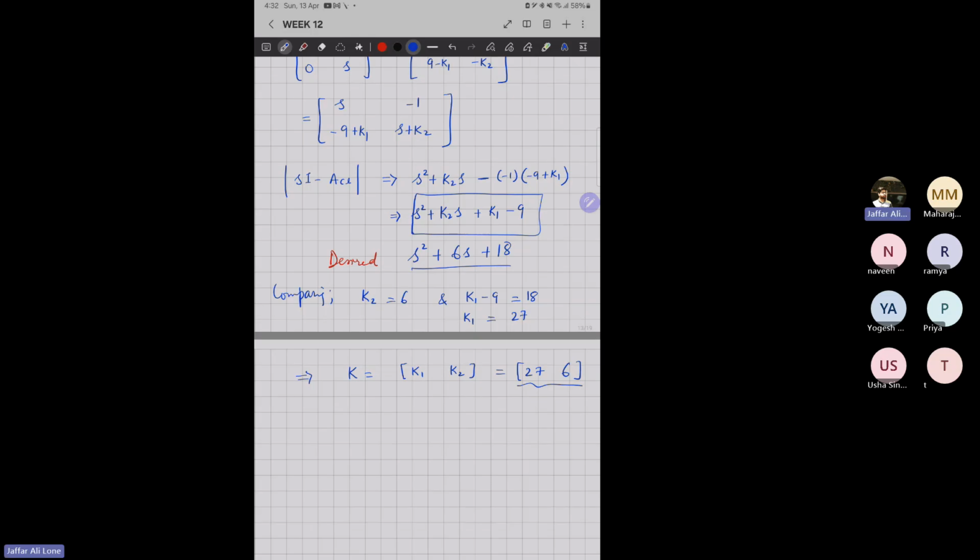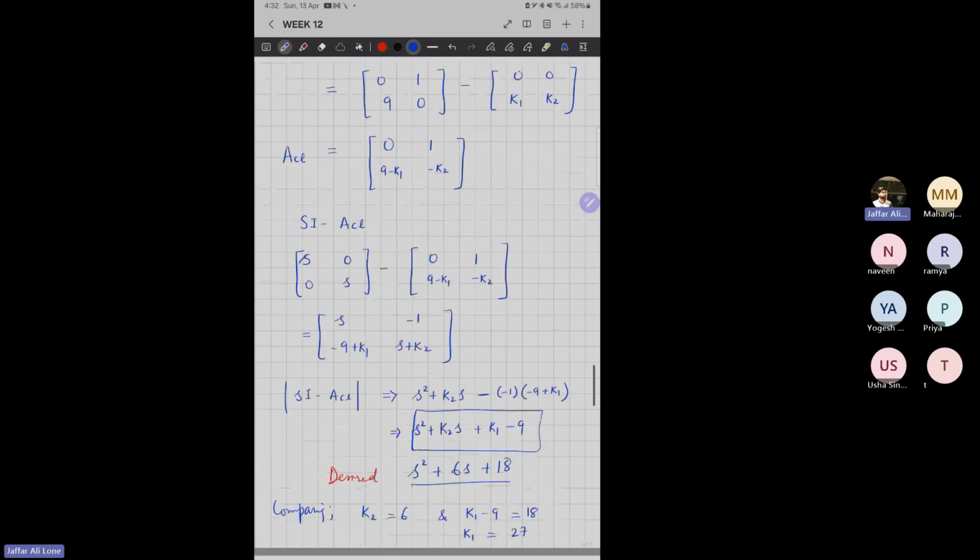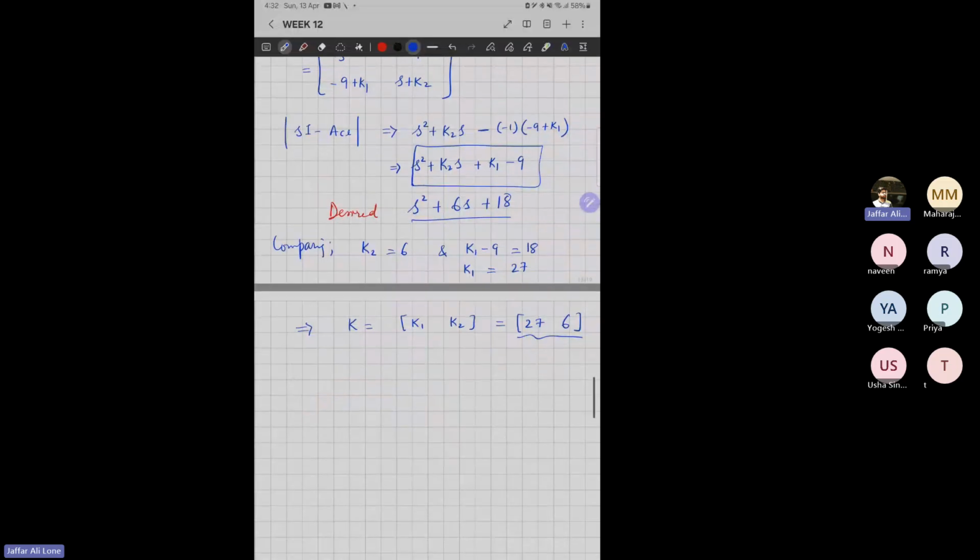But see, this is again huge computation. In MATLAB, we would just use this command: K is equal to place(A, B, [minus 3 plus 3J, minus 3 minus 3J]). You will get K is equal to 27, 6 right away.